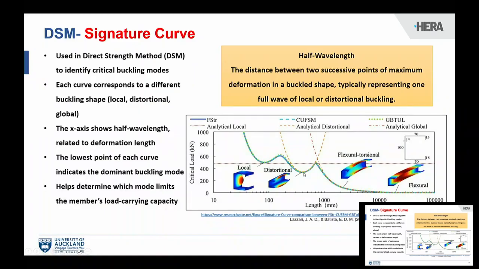You can see different curves here, and each curve is characterized by a buckling mode, and the lowest point is recognized as the elastic critical buckling load of that buckling mode. And the minimum of these three governs the design of the cross-section. The half wavelength is the other term that we need to know when we want to design cold-formed components. It is the distance between two successive deformed shapes of the cross-section.